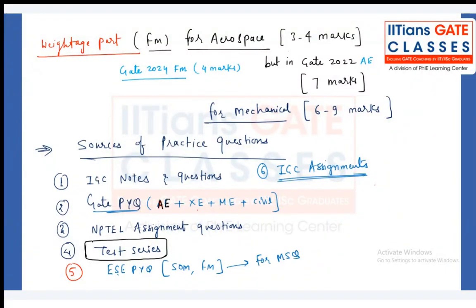The fourth very, very important thing is the test series. Further, if you have time, you can follow the ESE Engineering Services previous year questions for strength of materials and fluid mechanics. Why am I mentioning that one? Because for multiple select questions, you can follow that. Then sixth we have the IGC assignment. Why is it very, very important and essential to solve the IGC assignment?